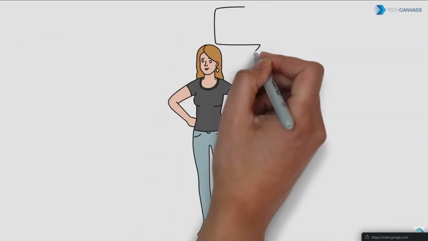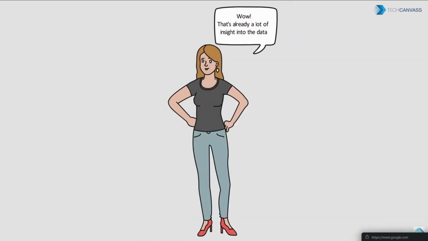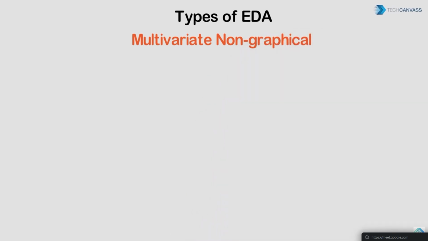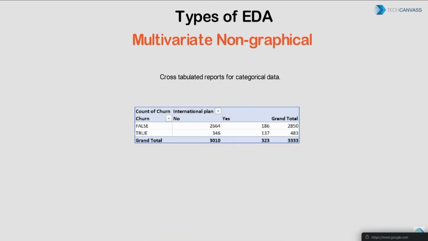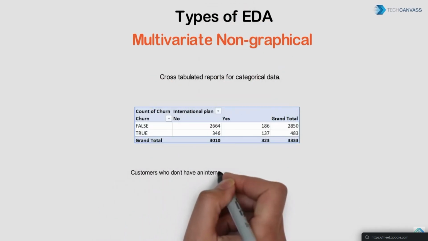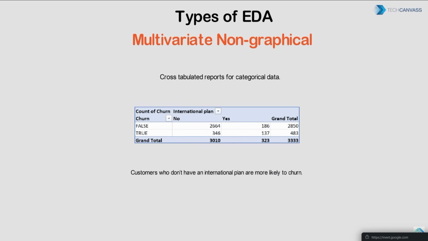Now, Anna is happy that they are getting so much information already. They move on to multivariate non-graphical analysis, where two or more variables are analyzed together. Cross-tabulated reports of two or more variables fall into this category. A simple report tells us that customers who don't have an international plan are more likely to churn.